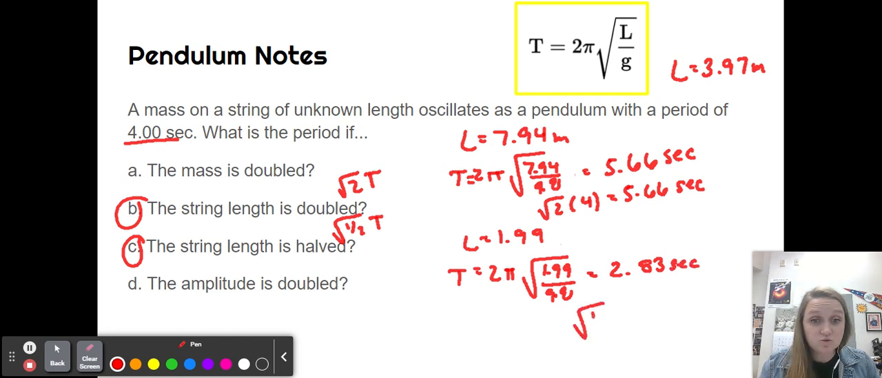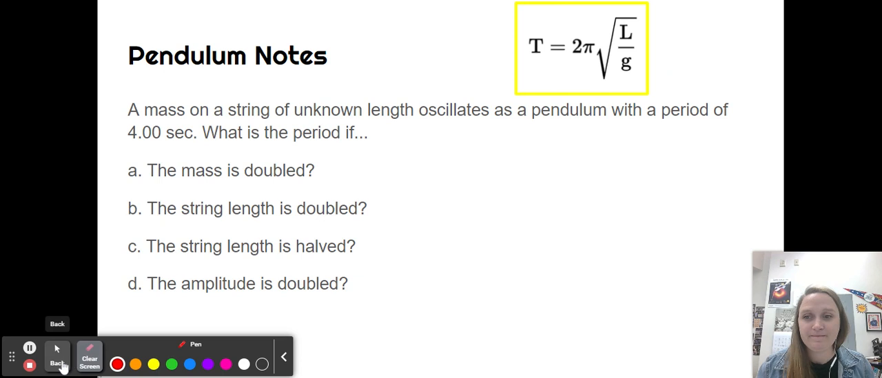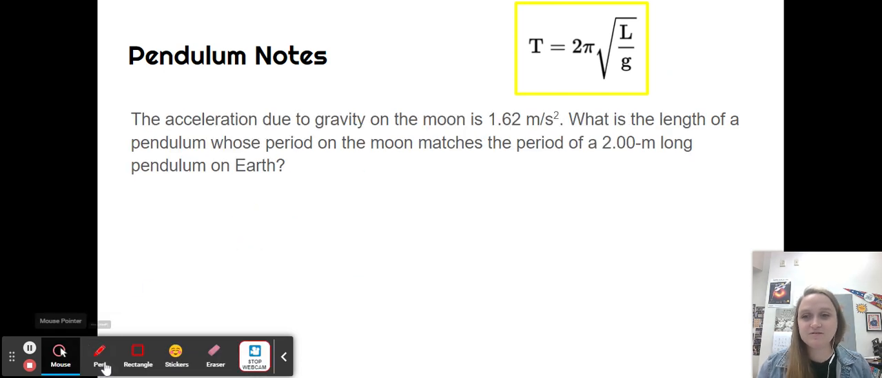Remember, we said it was going to be the square root of 1/2 times T, which is 4. Let me just change that to a 4. There we go. So the square root of 1/2 times 4 is 2.83 seconds. So I really wanted to show you guys with this example that we can do it without actually doing the math. Or if you had a problem like this, you can do it with the math. Either one's completely fine. All right, one last example for this video.